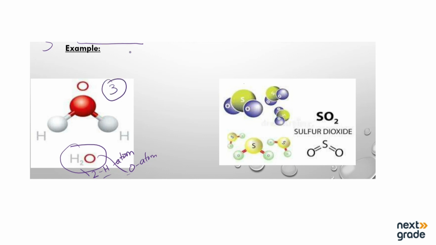On the other hand, we have SO2, sulfur dioxide. It has one sulfur atom and two oxygen atoms. So 1 plus 2, we get a total of three atoms. The structure of sulfur dioxide has a bent shape, S double bond O and S double bond O. It has three atoms, so it is a triatomic molecule.